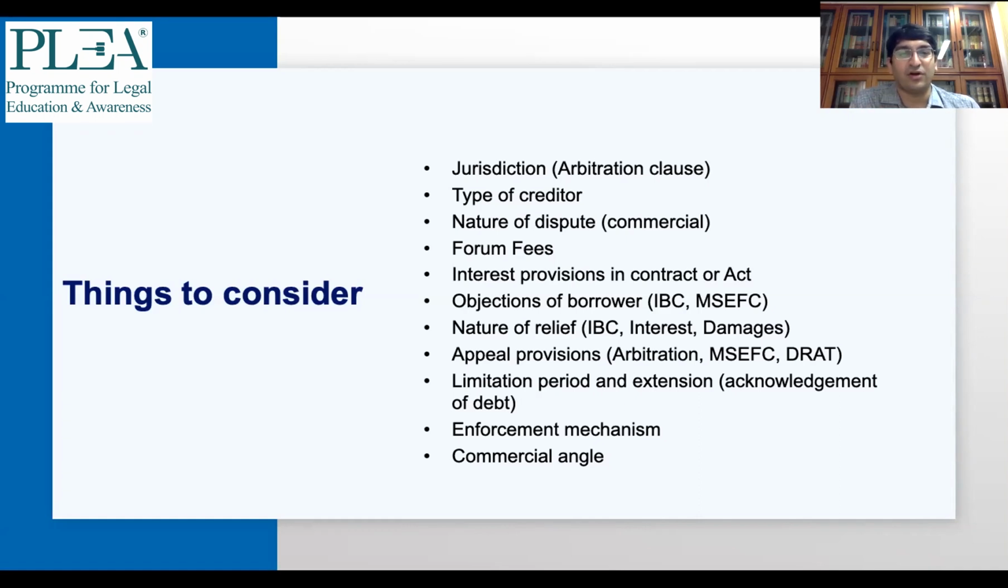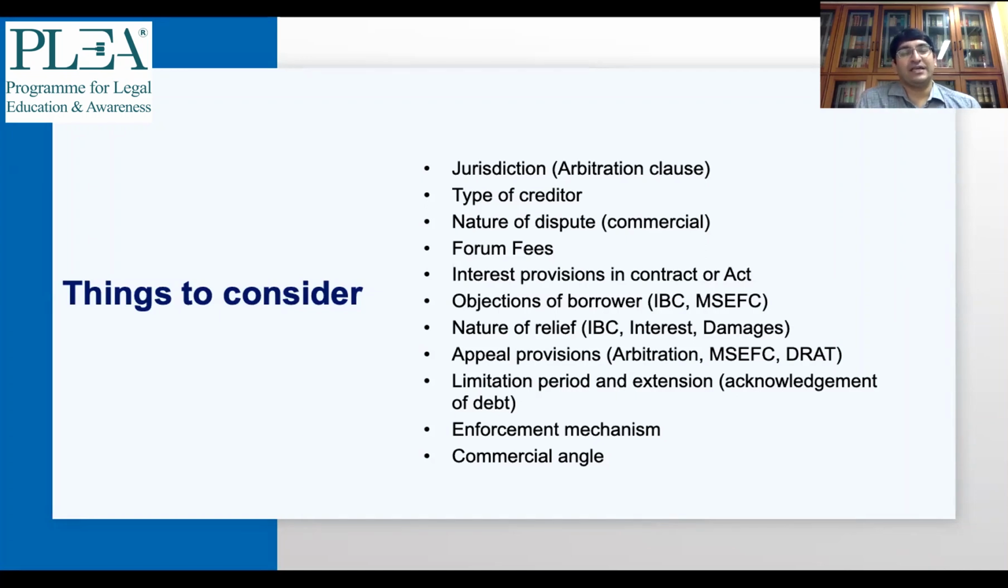Limitation period extension I have already spoken about, and the enforcement mechanism. Like I said, in DRT you have a ready enforcement mechanism. For other forums like arbitration, MSME, or even the Commercial Courts Act, you have to go back to the court for execution in case the order is not followed.